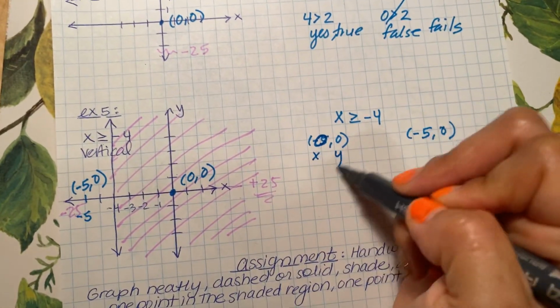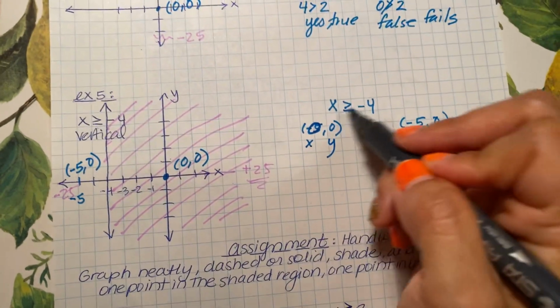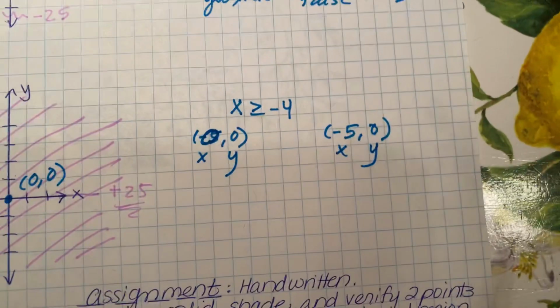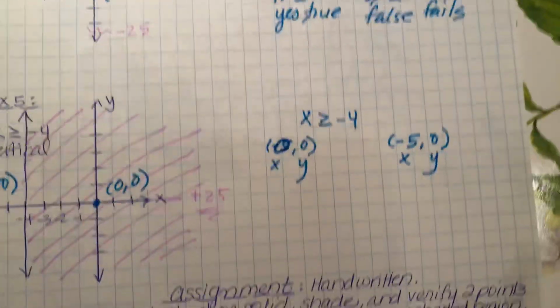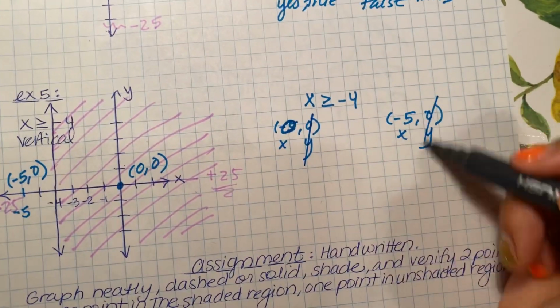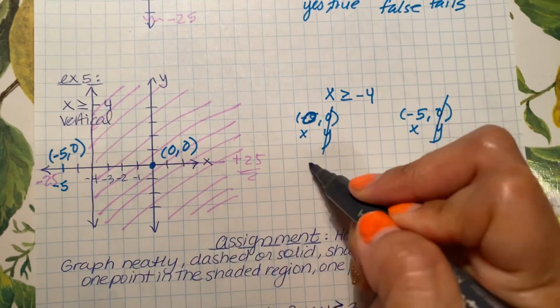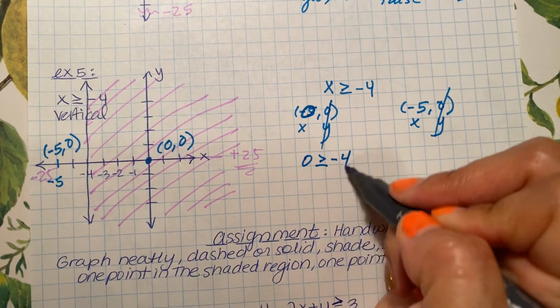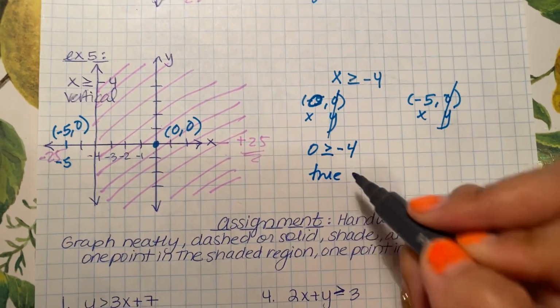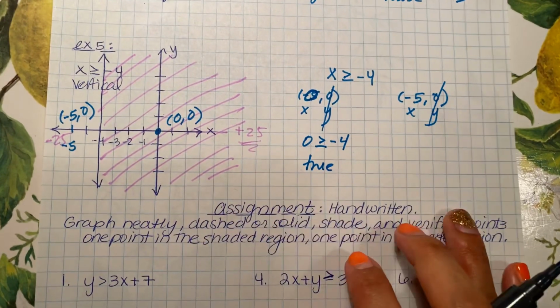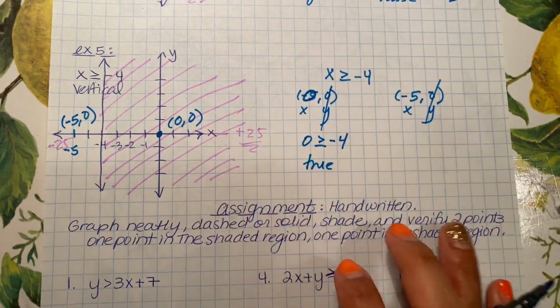You only have an x here. You do not have a y variable. There's no y, just like above, you didn't have an x. You don't have a y here, so I cannot substitute these. So I'm only going to substitute the x. So now 0. Is 0 greater than or equal to -4? That's true, yes. And that's why I shaded correctly, because 0, 0 is in the shaded region.